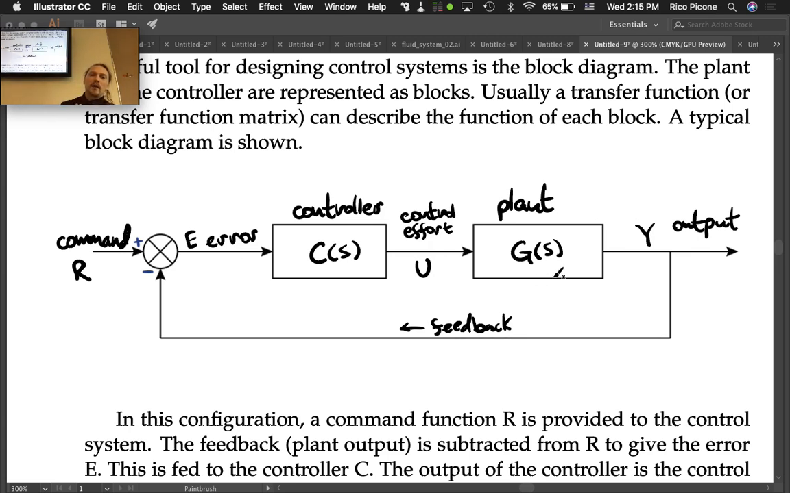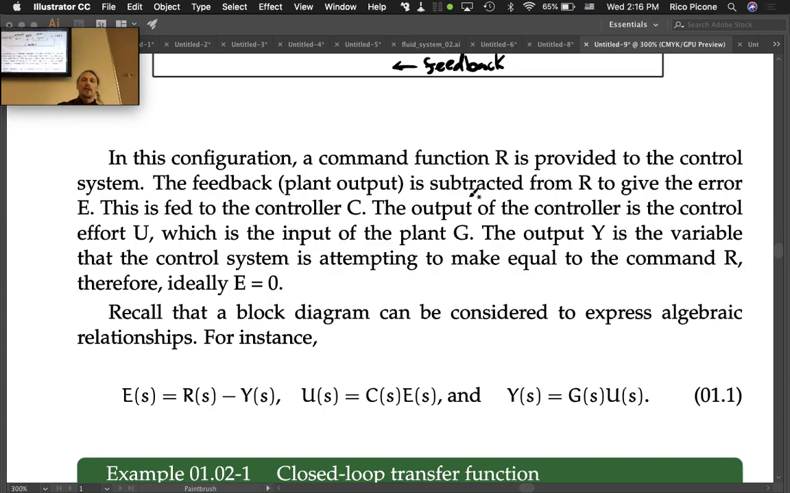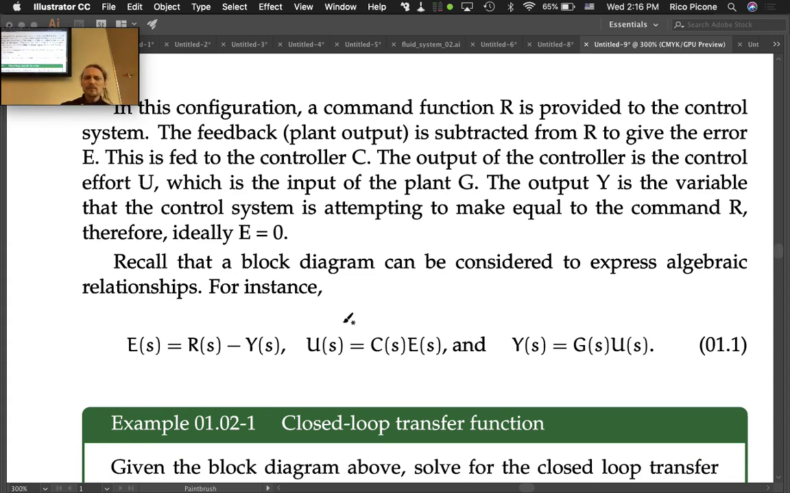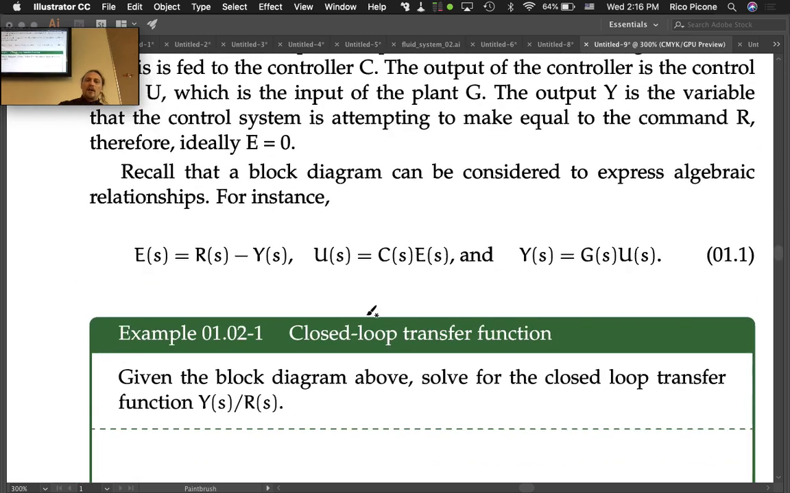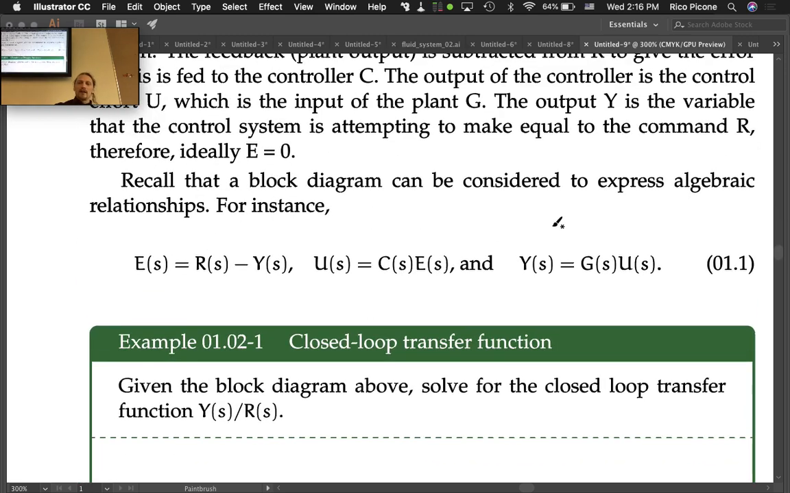Similarly, with the plant block, the output is equal to the plant multiplying the input control effort U. That's just using the definition of a transfer function: the transfer function is the output over the input, so the output is just the transfer function times the input. So we've got three equations described here. Looking at these three equations and looking back at the block diagram, I feel a lot better looking at the block diagram. But when you actually need to do algebra, you have to write those equations down, right? So here are the three equations that are defined in that figure.